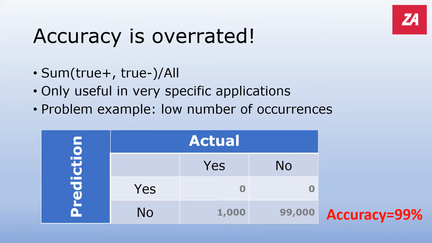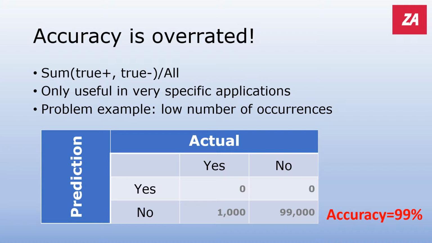And what you hear a lot these days, and it's overhyped, is the term accuracy, how accurate a model is. The accuracy is basically calculated by taking all the true positives and true negatives. So all the ones where the actual is yes and the prediction is yes, and all the ones where the actual is no and the prediction is no, and dividing that by all cases.